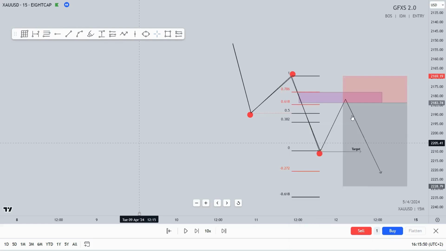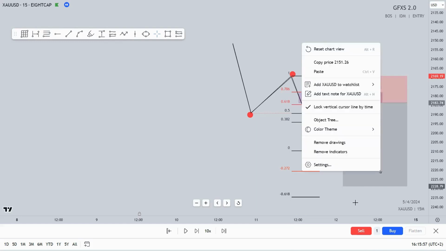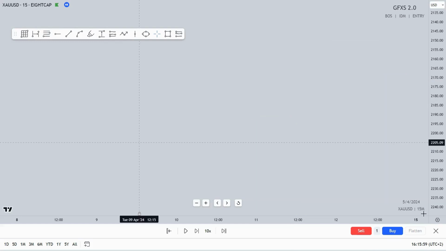You want to take trades in the fair value gap or on the fair value gap, which is above the equilibrium. So let me quickly show you this on the chart.